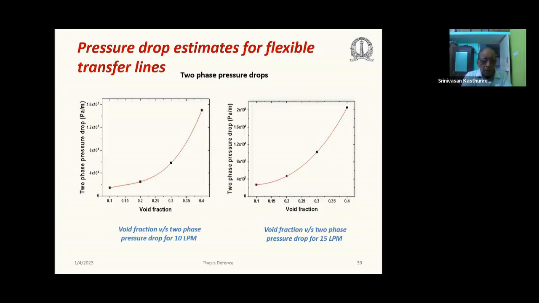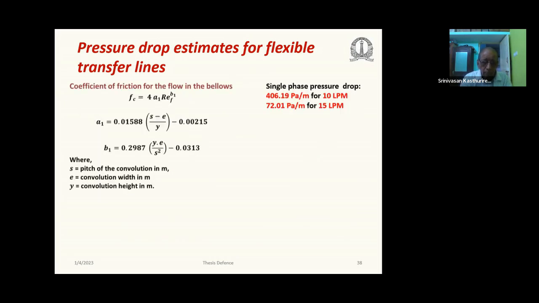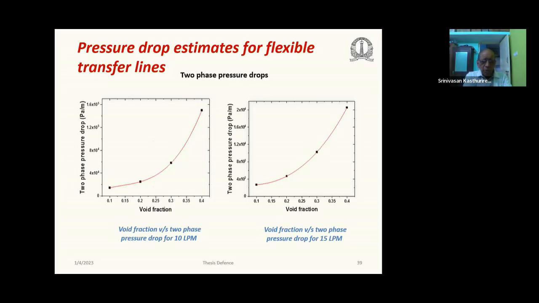You can also estimate the two-phase flow pressure drop. The two-phase flow pressure drop can be estimated by giving the void fraction values. And you will find that if you include the void fractions, it rises almost exponentially. The left-hand case is for 10 liters per minute, and the right-hand case is for almost 15 liters per minute. So these are the two different calculations which have been done.